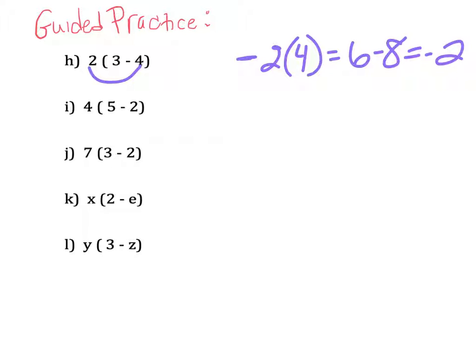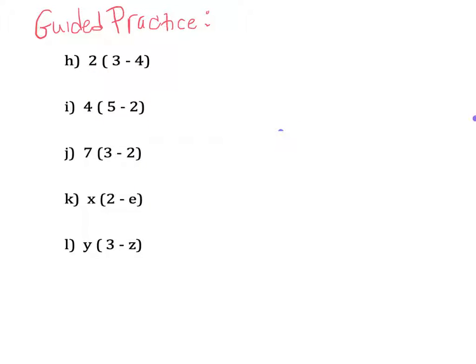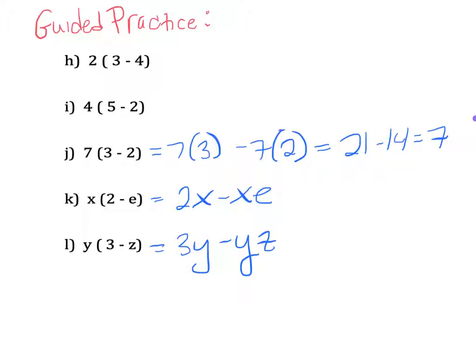So once again, I need to distribute the 4 to the 5 and the 2. So I will say 4 times 5 minus this 4 times 2. 20 minus 8 is 12. Pause the video and do the last 3. Yours should generally look like this. You could have your letters reversed, and that would still be okay because it's multiplication.